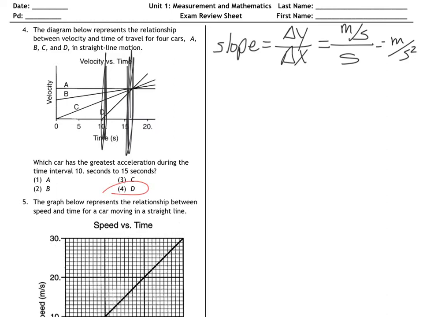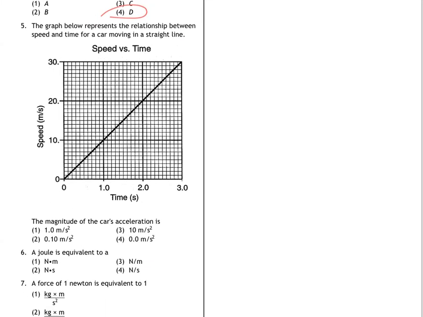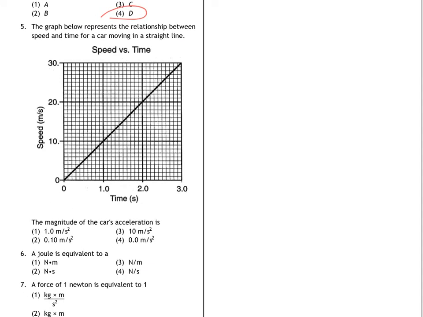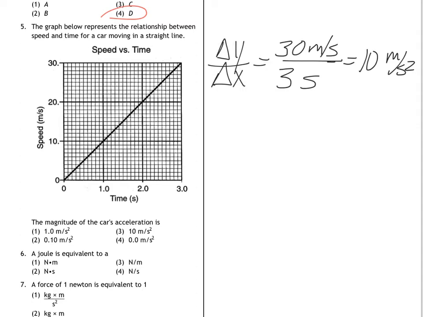Okay, so next, number 5. The graph below represents the relationship between speed and time for a car moving in a straight line. They want to know the magnitude of the car's acceleration. Let's please just use the exact same methods from the previous question. Okay, so after my math, I'm getting 10 meters per second squared. These units are combining to make meters per second squared, which makes my answer this guy.